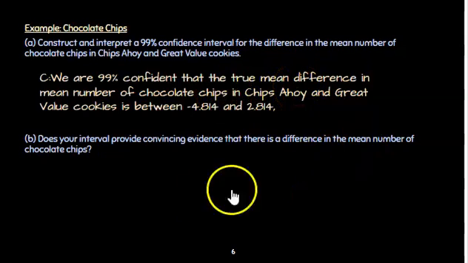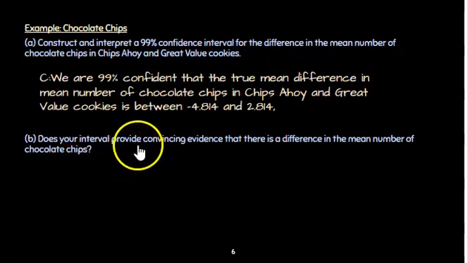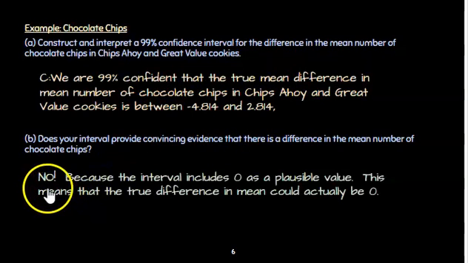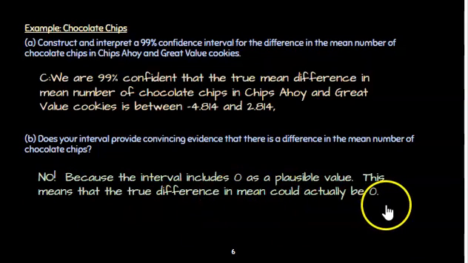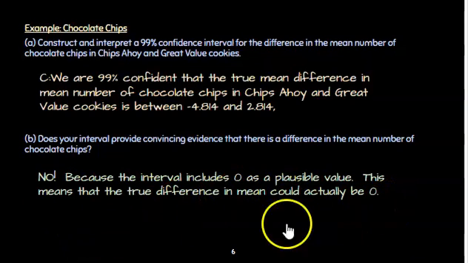Basically. So part B says, does your interval provide convincing evidence that there is a difference in the mean number of chocolate chips? Well, it would only be convincing if zero was not in the interval. It had to be all above zero or all below zero. But that's not the case in this one. So I would have to say no, because the interval includes zero as a plausible value. This means that the true difference in means could actually be zero. So that's a big no.